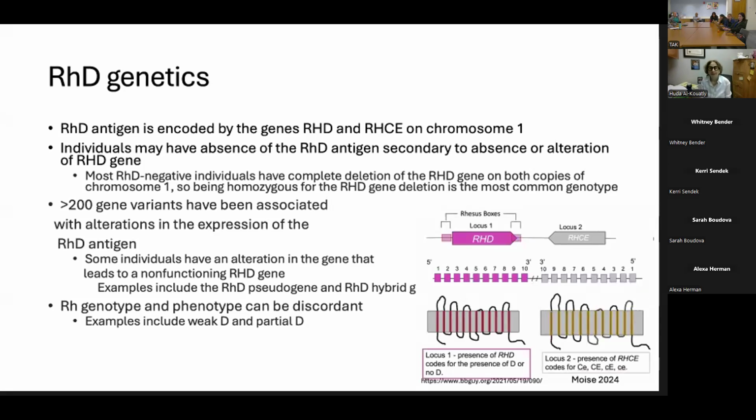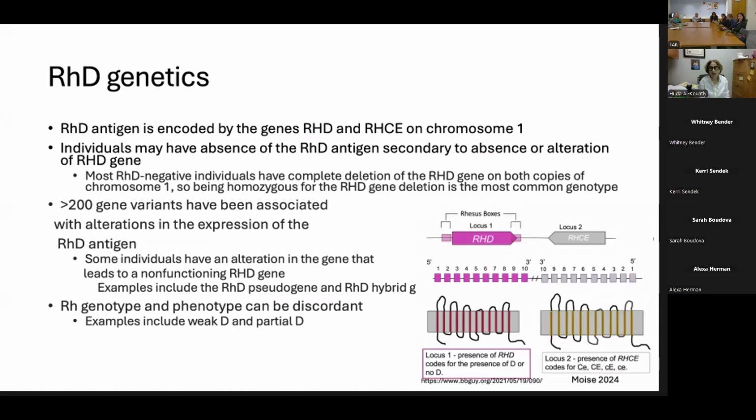However, there are more than 200 gene variants that have been associated with alterations in the expression of the RhD antigen. So some individuals have an alteration in the gene that leads to a non-functioning RhD gene. And then we have RhD pseudogene and RhD hybrid gene. RhD genotype and phenotype can be discordant, so it's important to understand that. And examples of this include weak D and partial D, which could be a whole separate lecture on its own, so we're really not going to get into that today.